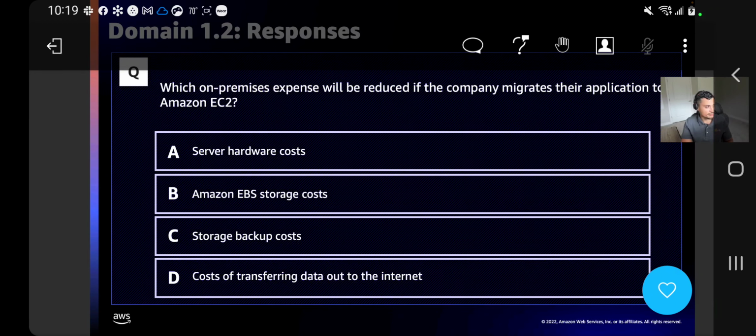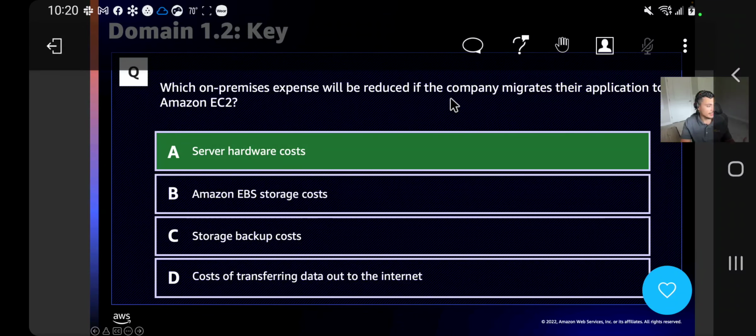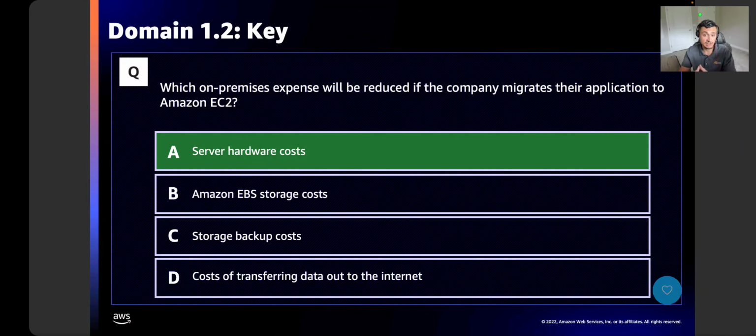So I think everyone has reached some consensus here. Very good job. Everyone has mentioned A, which is the correct answer, right? Server hardware costs. Amazon EC2 allows you to spin up a virtual machine, which basically lets you abstract away the need to purchase physical hardware. And that's the correct answer here, right?